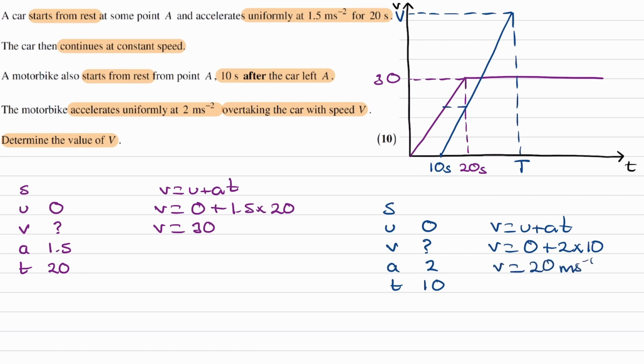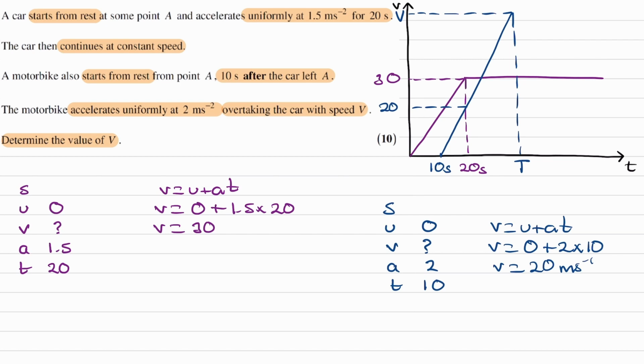So this speed will be 20, so it is lower than the 30 that we had here. That's important because that means in the first 10 seconds of the bike's journey, the bike is not traveling faster than the car. In order for the bike to overtake the car, it has to travel faster than it. Remember that the bike starts 10 seconds after the car, so the car has a head start. The bike has to travel faster for some period of time before it can overtake the car. So we know that, therefore, the overtake will occur at some point when the car is traveling at 30 meters per second, as opposed to before.